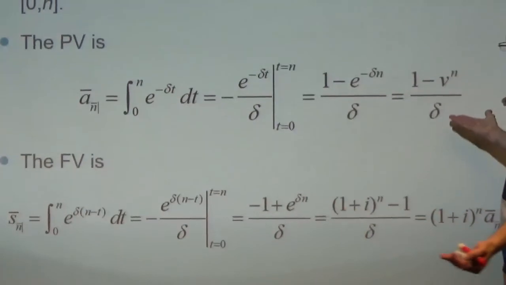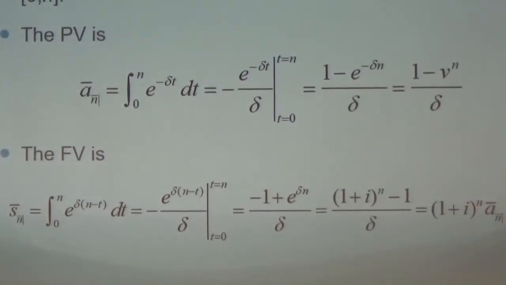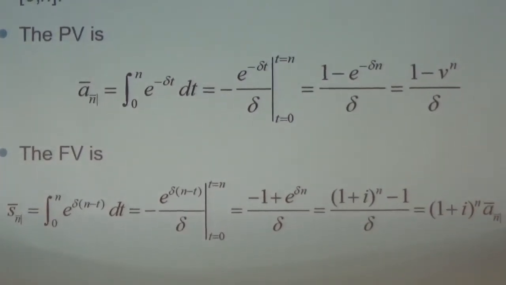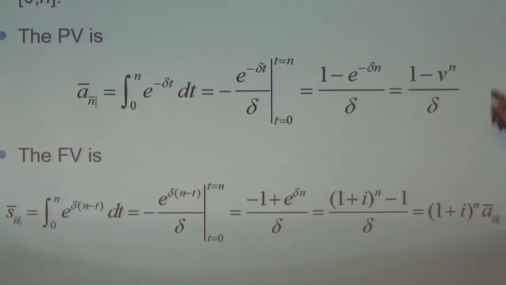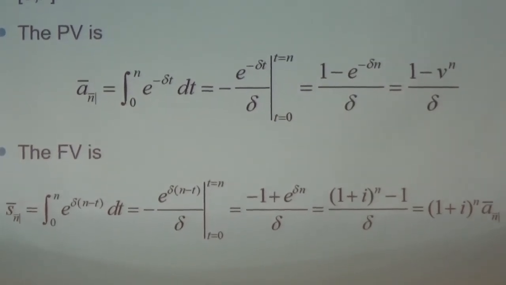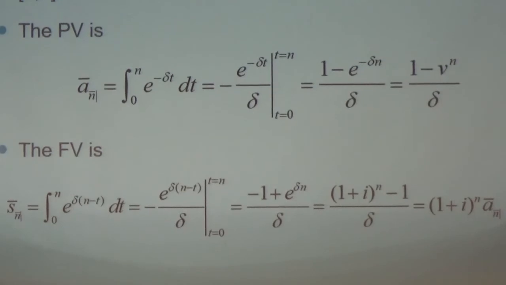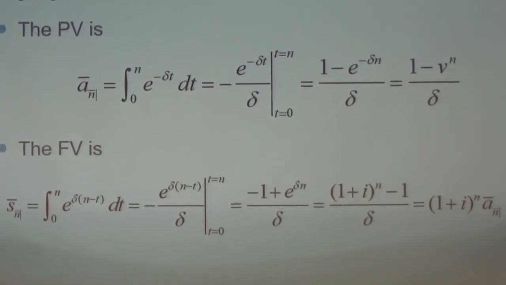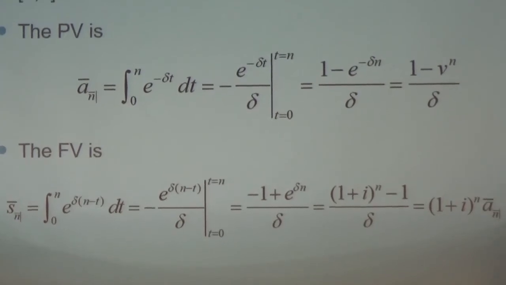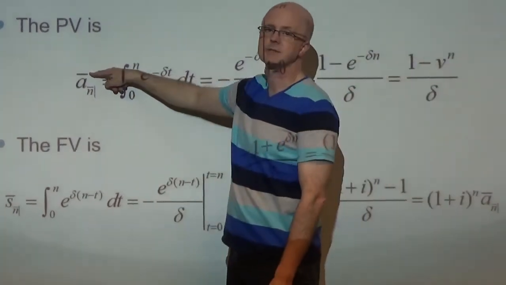And it's a very similar kind of thing. Remember, the present value of an annuity-immediate with n payments was 1 minus v to the n over i. And with annuity-due, it was 1 minus v to the n over d. Here we get 1 minus v to the n over delta, a very similar pattern. The bar here again is for continuous annuity.